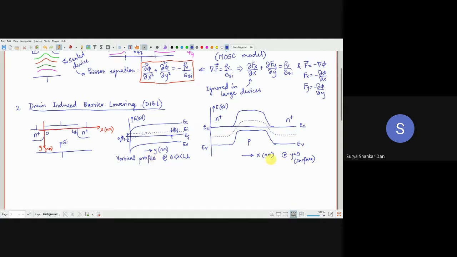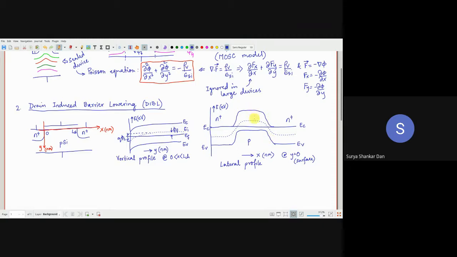ठीक है ना? यहाँ पर हम लोग क्या देख रहे हैं? Lateral profile. So let me call it lateral potential profile. Sounds better. Or lateral energy profile, whichever. That's not important. So in this lateral profile, if you draw it, this is very similar to an NPN BJT, correct? So this is fundamentally the same as the NPN BJT.